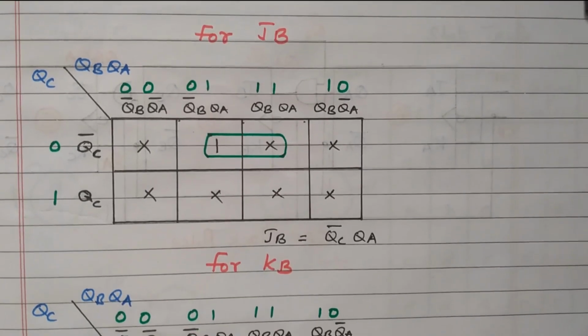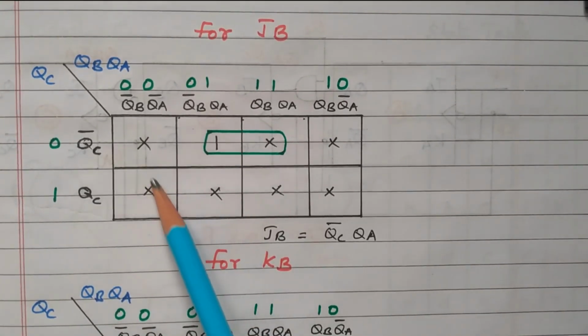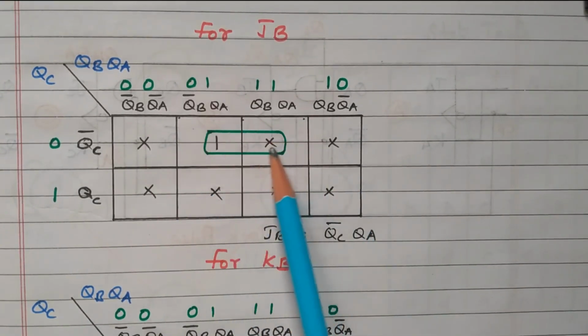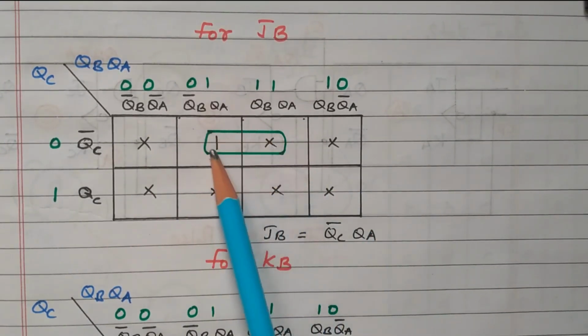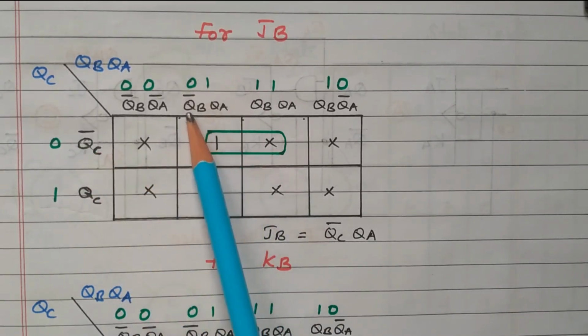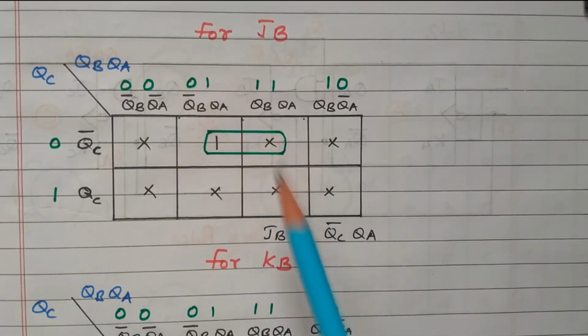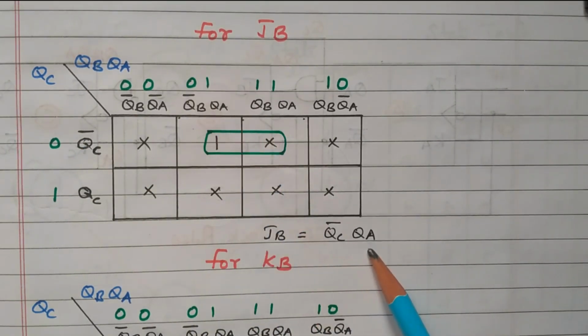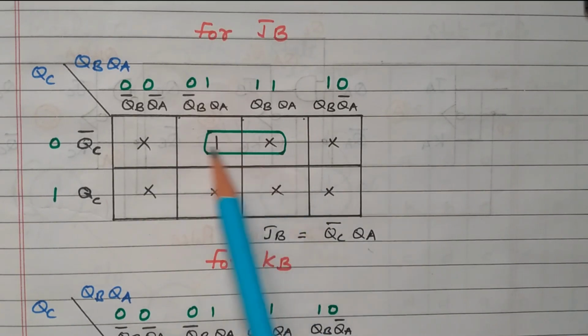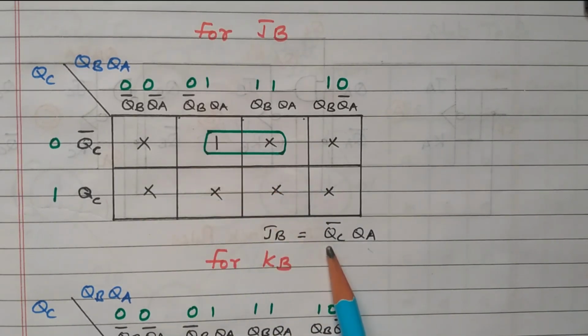Now we'll go to JB, the expression for JB, right? So here only this is one, remaining are cross marks. So we can combine these two, right? So while combining these two, what we got? So this you have to refer, this QC bar here, QB bar cancel, only QA. So QC bar QA, right? And also we can combine all, so that the JB equals 1 also, that is also correct. This is another case, only we combine these two, right? QC bar into QA. Then we'll go for KB.